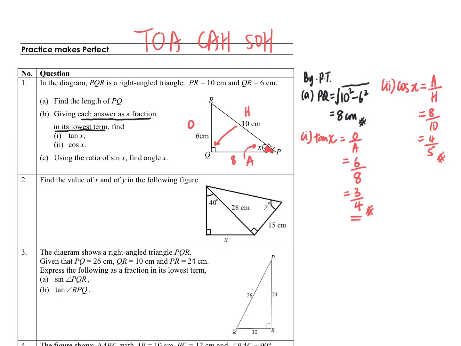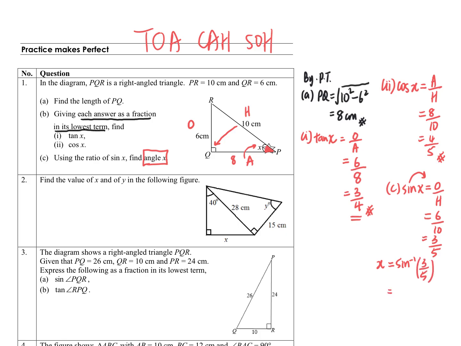Then lastly, they say using your sine X. So sine ratio is what over what? Okay, so opposite over hypotenuse. So it's 6 out of 10, which is 3/5. They say then you go and find the angle X. So if you want to find angle X, you need to sine inverse your 3/5.